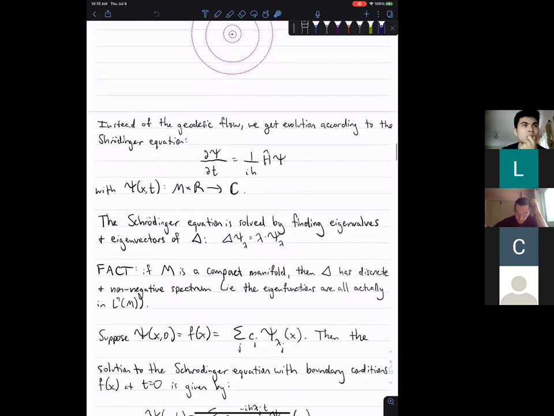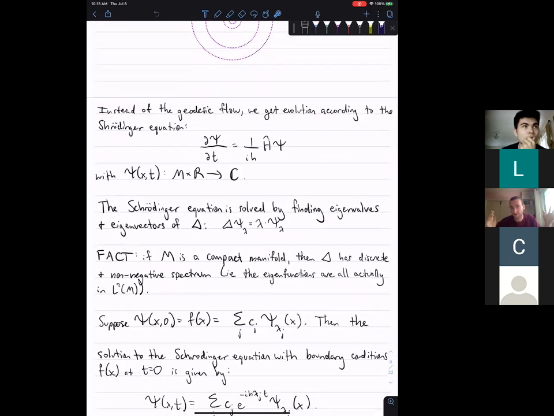I'll just mention that it's a fact that if you have a compact manifold, then the Laplacian has discrete spectrum and non-negative spectrum. But really what that means in practice is that the eigenfunctions of the Laplacian are actually themselves L2 functions, which is not always true. And when it is true, it makes the analysis a lot easier.